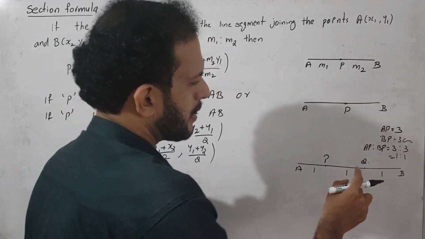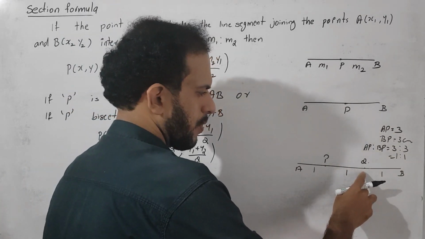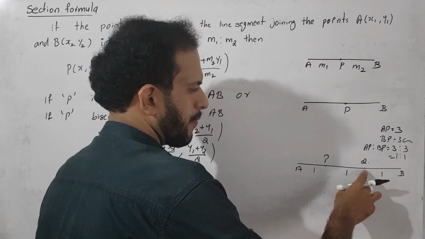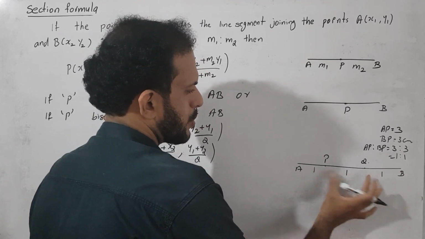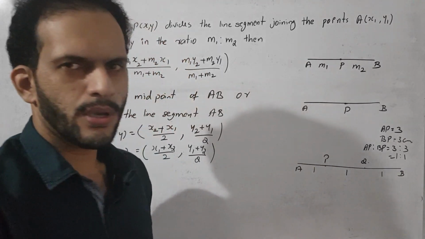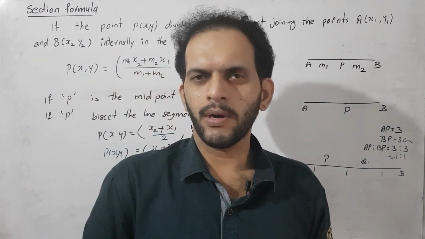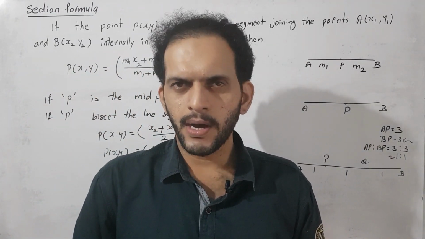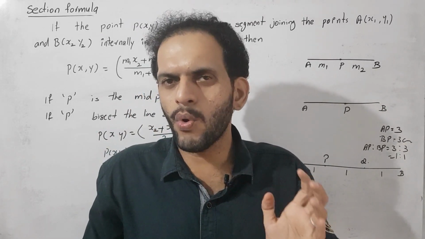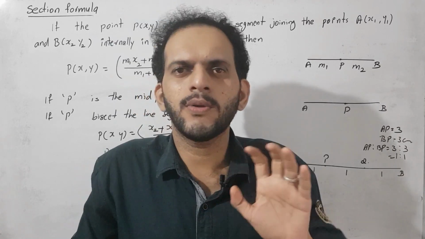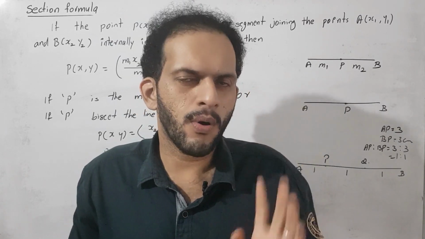Then we find the coordinate of Q. What is the ratio? The ratio will change to 2 to 1. Don't forget, this is an important idea. In the case of trisection, how many points' coordinates do we want to find? We want to find the coordinates of 2 points.